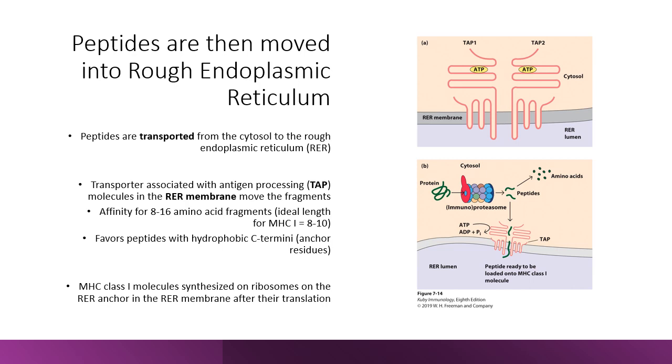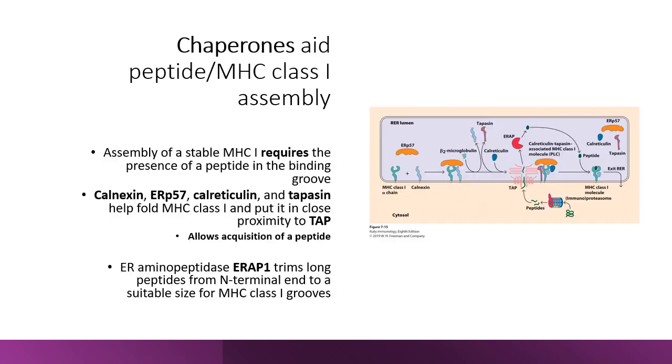From there, now that we've gotten those peptides into the rough endoplasmic reticulum, we actually have to load them into the MHC binding groove. And there's actually chaperone proteins that assist with this. There's a whole bunch of them, including calnexin, ERP57, calreticulin, and tapasin. And I don't care that you actually remember most or any of them. I would guess I saw tapasin the most in your textbook, but I'm not terribly worried about that.